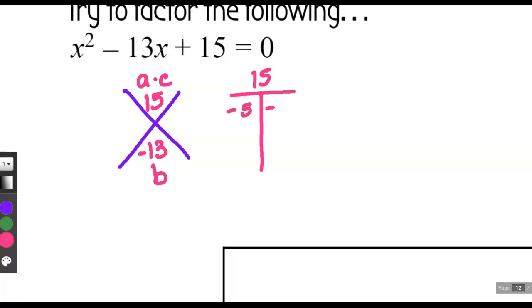Does -5 plus -3 add to be -13? Nope. Does -15 times or plus -1 add up to be -13? Nope. Are there any other factors of 15? Nope. So guess what, guys? We can't factor this.